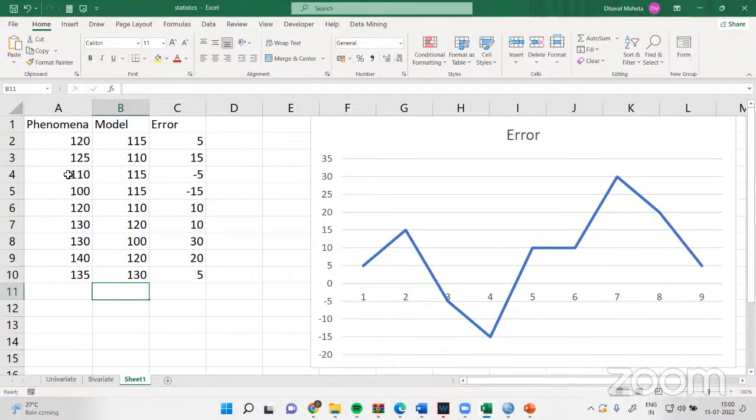Now you tell me, this error is there, which is the desirable error? Desirable in the sense that minimum error should be there. And which is the least desirable error? Tell me. 5 is the desirable error. Okay, and 15, they are all extreme errors. Yes, sir. Minus 15. Yes, sir. 30. Yes, sir. And 20.